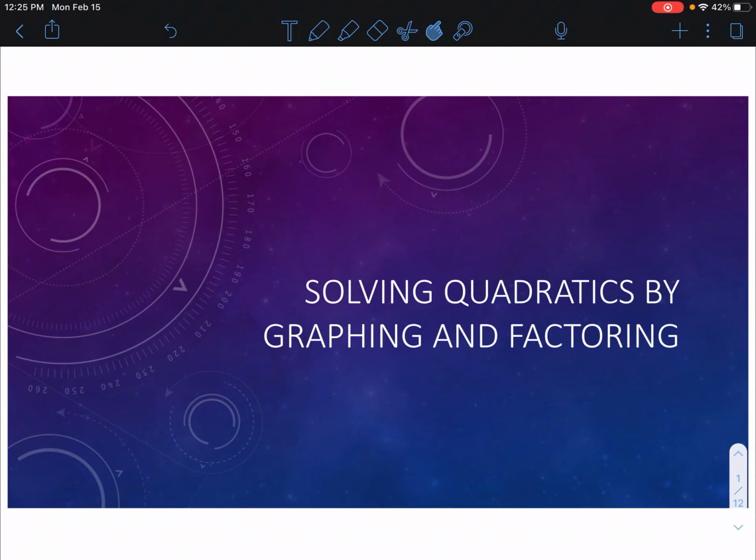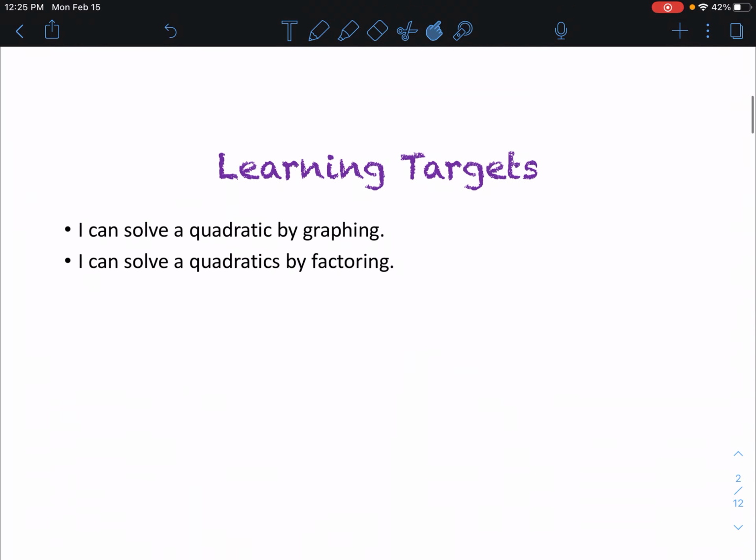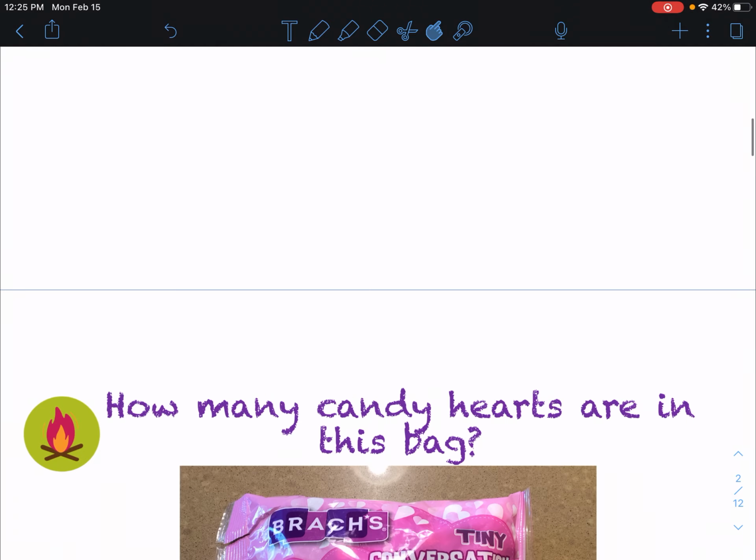All right, so today we're going to talk about how we solve quadratics by graphing and factoring. This will help us with solving polynomials moving forward, so we'll review a bit about that. Okay, so those are our learning targets.